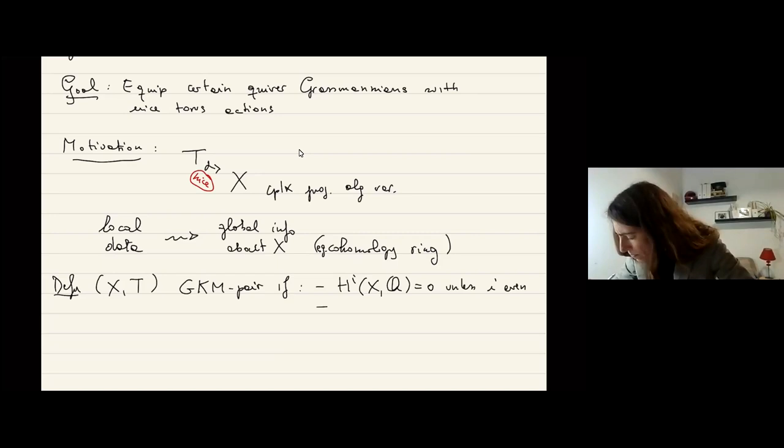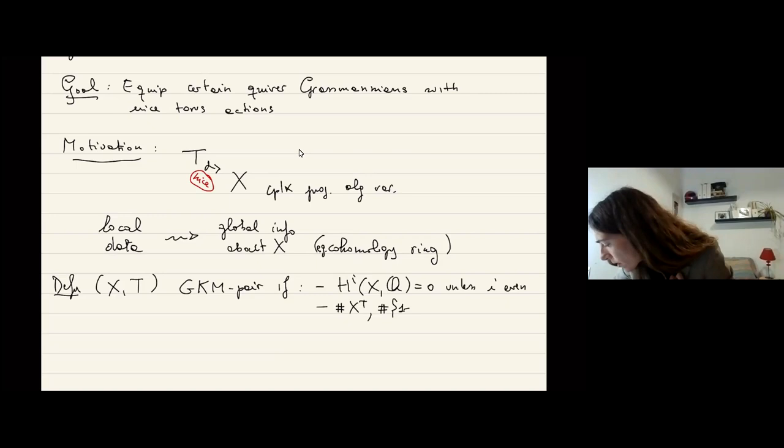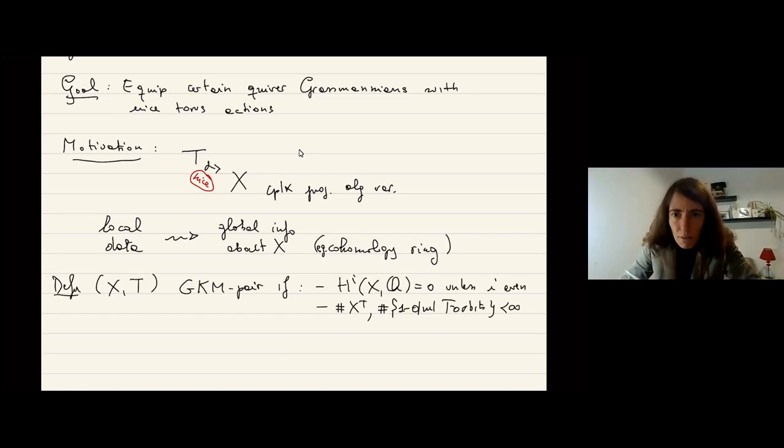And then, that's about X, but T is acting on it. So I want the number of fixed points and one-dimensional T orbits to be finite. In fact, I could get rid of this assumption, but for today it is what we want. Okay, so that's very nice.